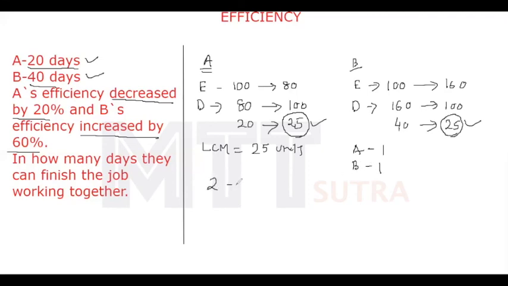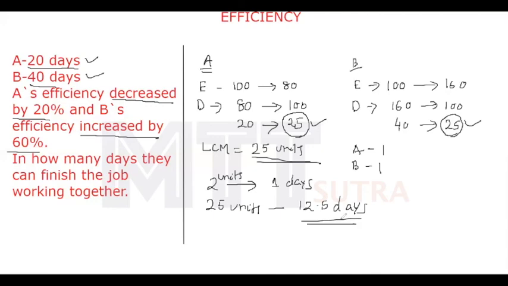So 2 units of work is finished in one day. Total work is 25 units. 25 units will be done in how many days? That is 12.5 days. So this is the answer, 12.5 days.